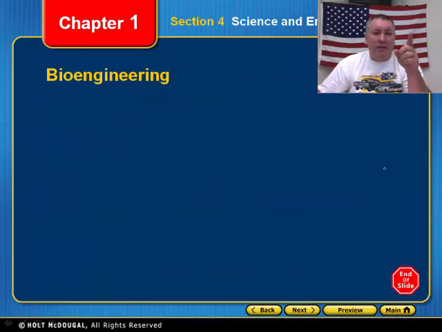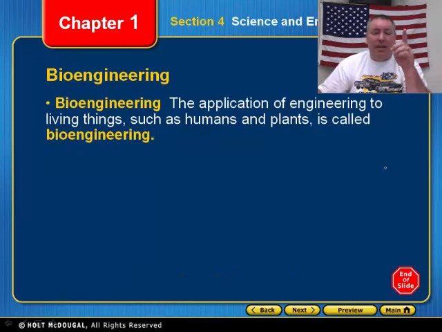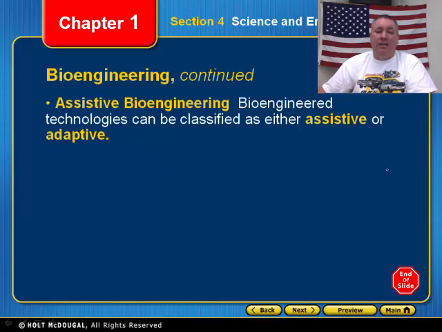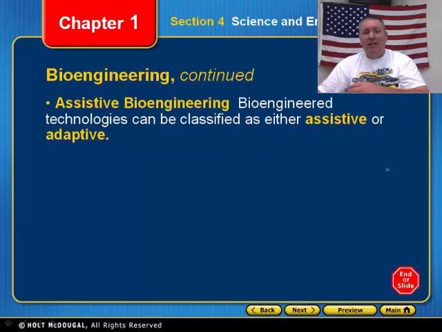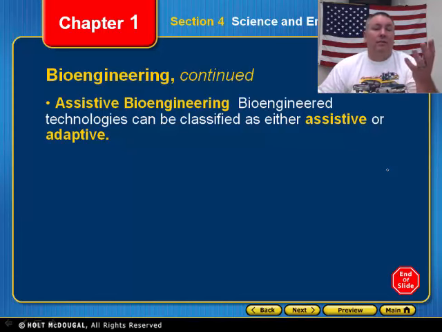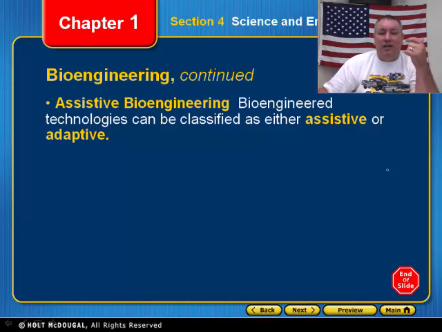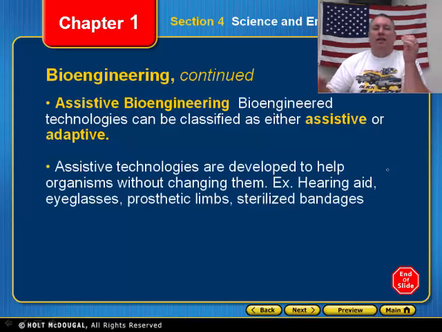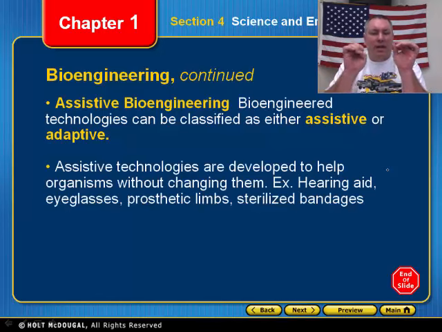Now, there's also bioengineering. Bioengineering is the application of engineering to living things such as us or plants. That's bioengineering. And that's what they've done to actually make plants grow bigger and produce more fruit and stuff like that. There are two types of bioengineered products when it comes to us, or living things. You have assistive and you have adaptive. All right. Now, assistive bioengineered products are technologies that help organisms without changing them.